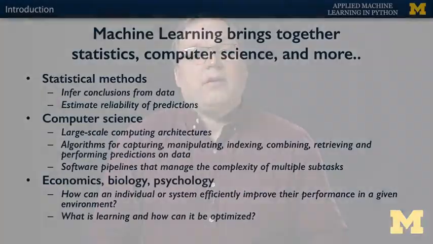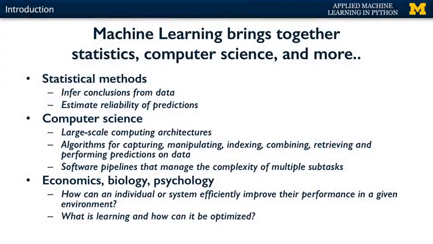Think about how quickly a commercial search engine can match your query against billions of web pages and almost instantly return a set of useful results. That's an ideal illustration of the power of combining statistical methods with computer science. There are also growing connections between machine learning and other fields that are really fascinating. For example, the problem of how an individual or a system can optimize their performance in a given environment is also shared somewhat with research that people have done in biology on how organisms forage for food.